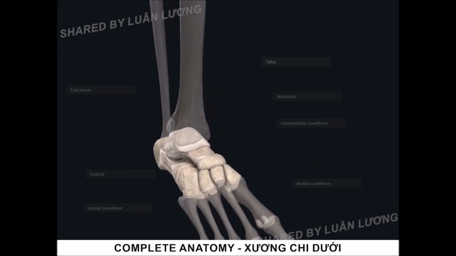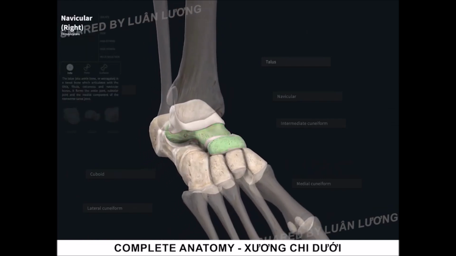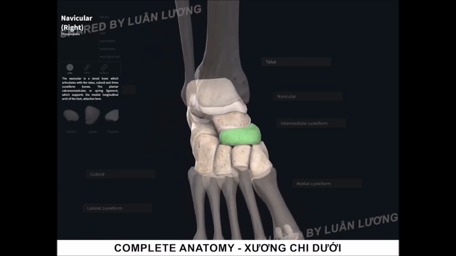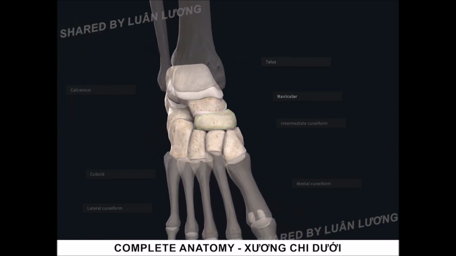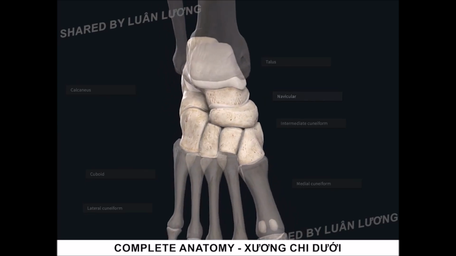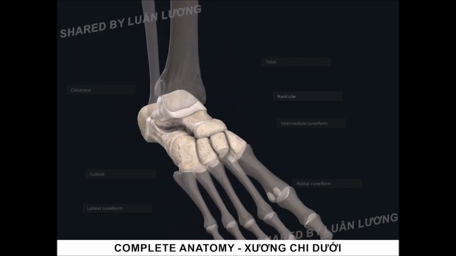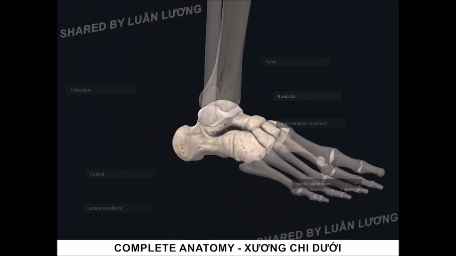And what we can see is that the talus is going to actually meet up with 2 bones. Anteriorly, it meets up with a small boat-shaped bone known as the navicular. And you may recall that this sounds something like navy, which means ship in Latin. And thus the navicular has this nice, smooth, kind of canoe or boat-shaped appearance, and it's located anterior to the talus.